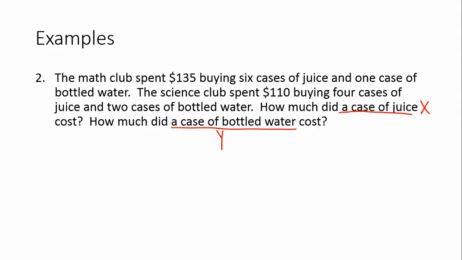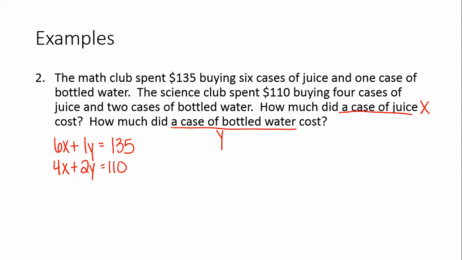So we need to know how many cases of each did the math club buy and how much did they spend. So 6 cases of juice plus 1 case of bottled water is going to equal $135. You don't have to put the 1 in front of the Y, but you can. The science club then spends how much money? $110, and they buy 4 cases of juice, that's our X, and 2 cases of bottled water.